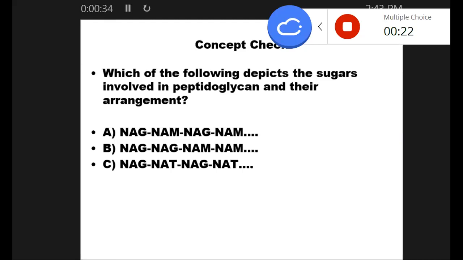So we're talking about domain bacteria, by the way. Domain bacteria.